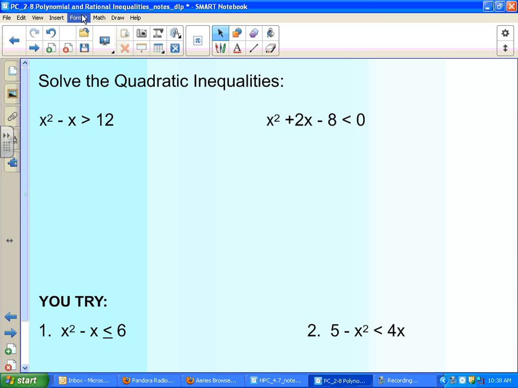Let's go through these again and see what we have to come up with. Again, make a 0 on one side. Determine if that 0 is saying negative values or positive values. And so what we did on this first one is this is not a 0 on one side, so we had to bring the 12 over to the left-hand side.